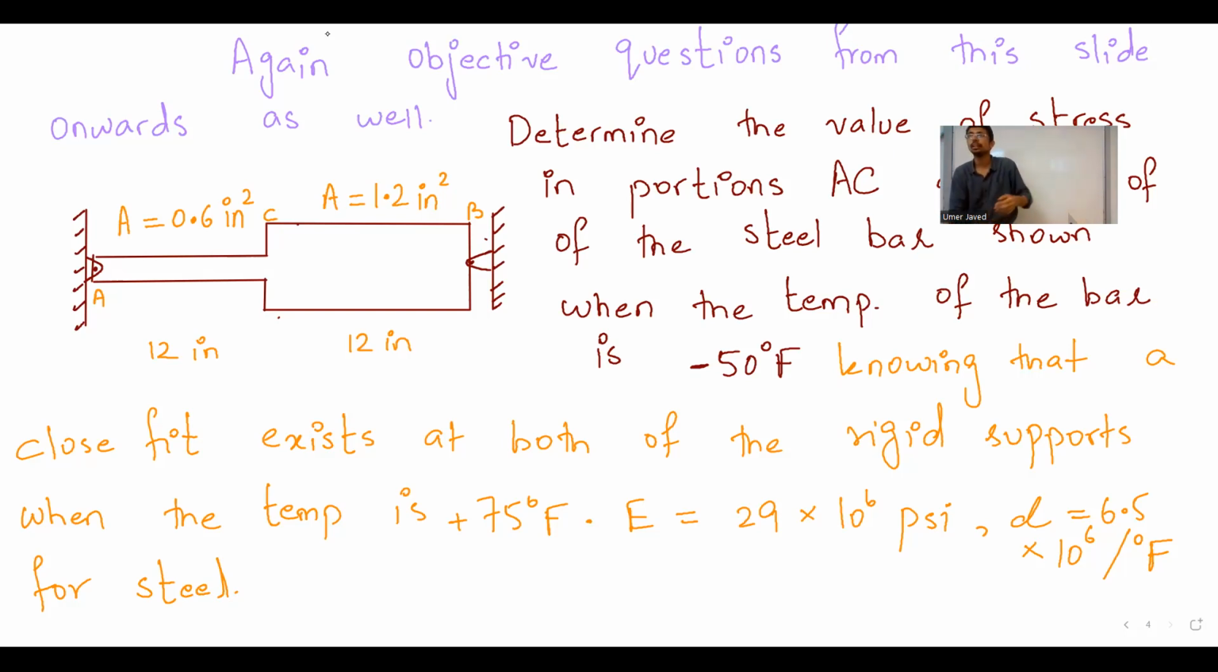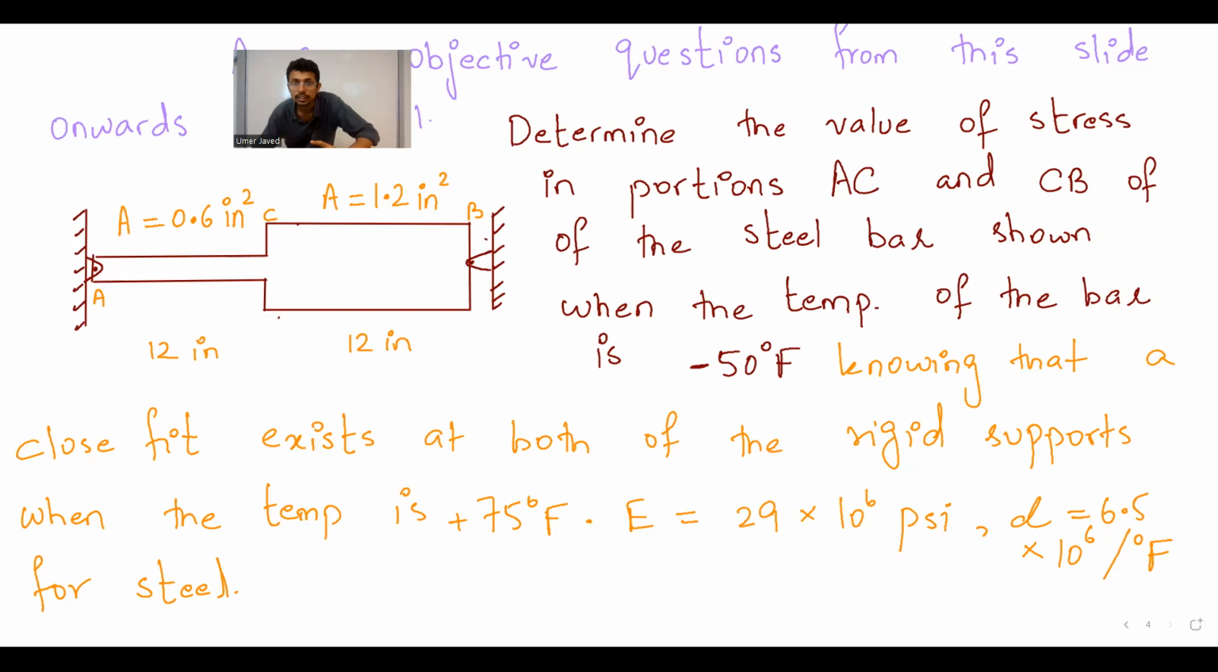So you can imagine what will happen. The whole thing will shrink, right? So what will happen at the ends? The ends will be subjected to a ridiculous amount of stress because they want to pull these two ends. So the question says determine the value of stress in portions AC and CB.